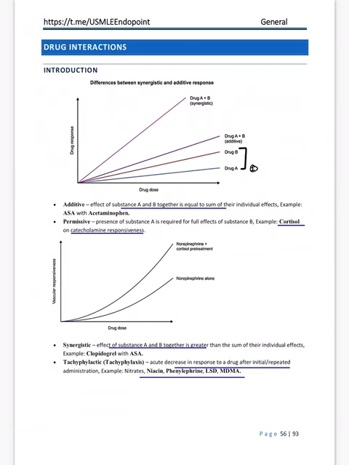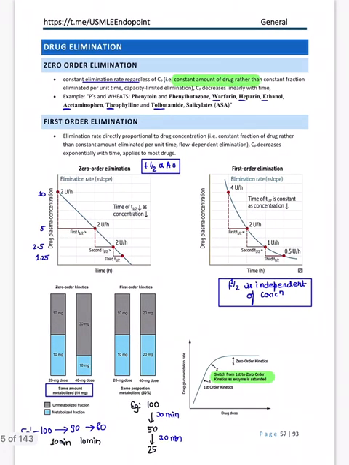Now see the example. We have one drug A and one drug B. When there is an addition of the two effects, that is additive. When the effect is much more, that is synergistic. That is important. In tachyphylaxis, there is an acute decrease in response when you do repeated administration. That is like lysergic acid diethylamide, ecstasy, MDMA. These are drugs which cause dependence. Okay, the zero order and first order we have already discussed.